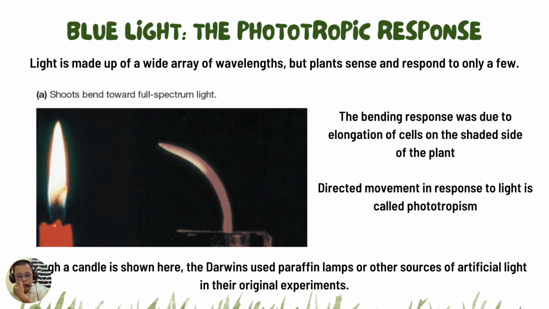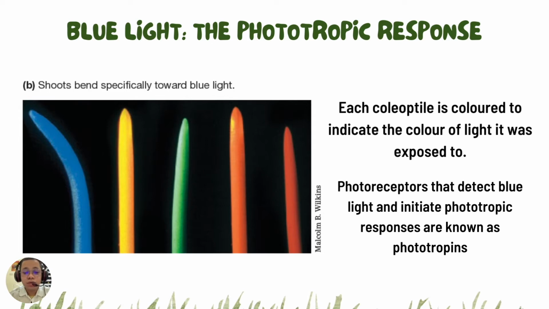So we have a candle here, but Darwin used paraffin lamps or other sources of artificial light in the original experiments. So in this picture, we have different kinds of coleoptile. They are colored based on what kind of light they are exposed to. So we have 5 here. In yellow, it doesn't bend. In green, it doesn't bend, but there is a small oblique direction as it grows. Orange and red, all of the 4 colors mentioned are not showing bends as compared to the blue light. It means that the blue light is the color of light that is responsible for phototropic response.